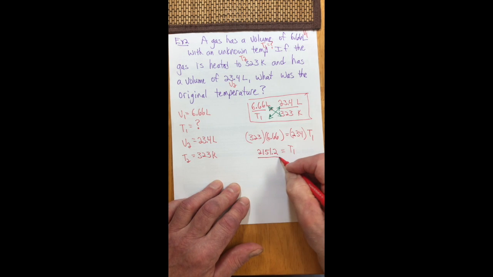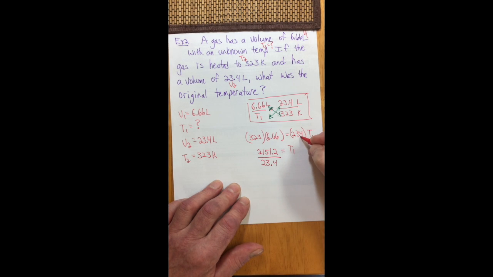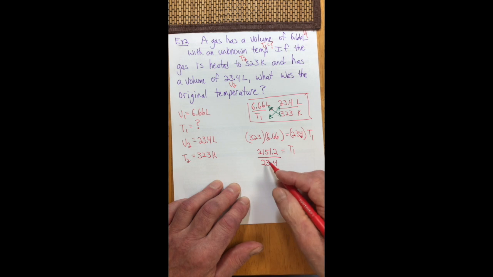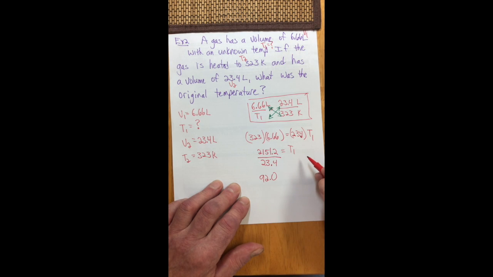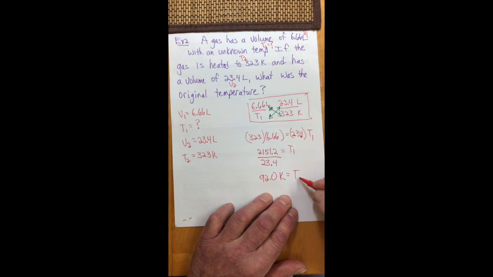And we're going to divide that by 23.4, and this was 23.4. And so when I divide that out, I'm going to get 92.0. Remember what we're looking for here. Temperature K is equal to T1.